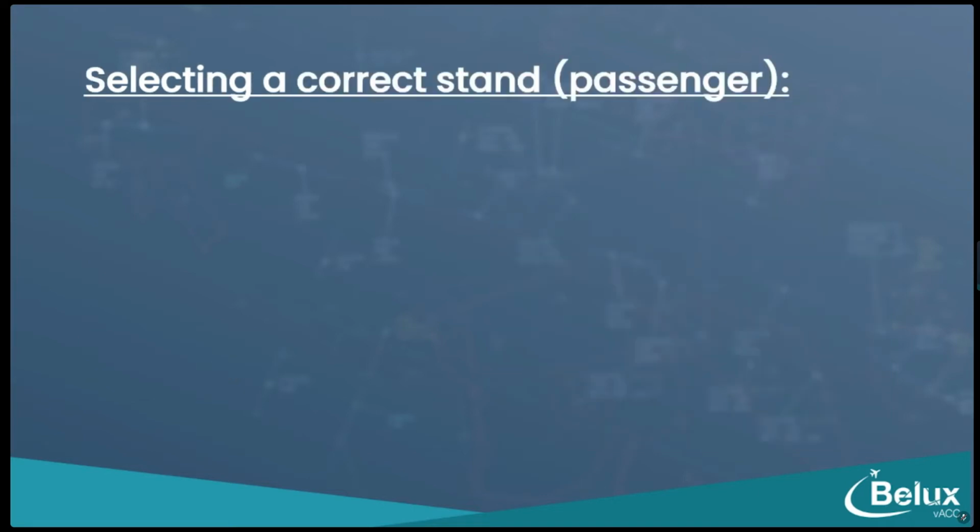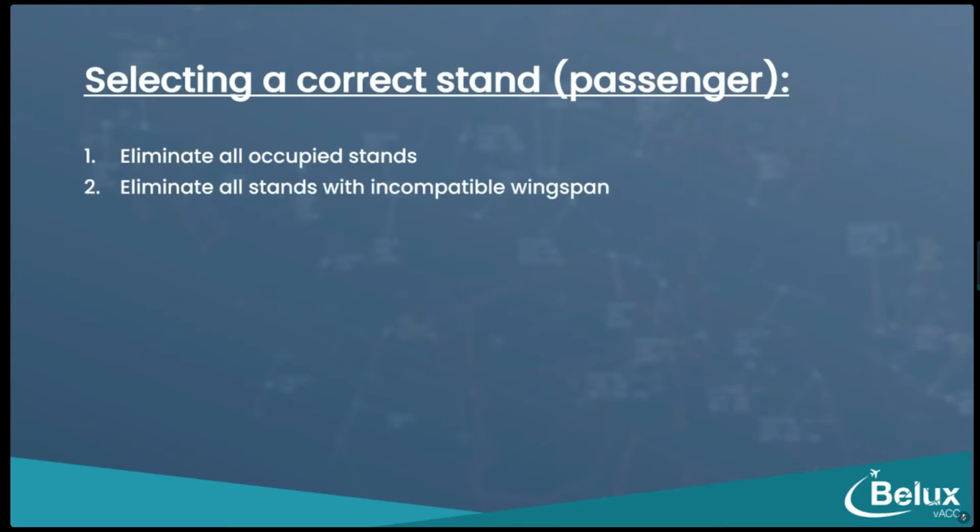So selecting the correct stand for a passenger flight can be a little bit complicated because of the things we've just discussed, but in general it boils down to the following. First, you eliminate all the occupied stands. Then you eliminate all the stands with an incompatible wingspan. Most important, of course, is that you eliminate the stands with a lower wingspan, but try to give the best fit for a wingspan.